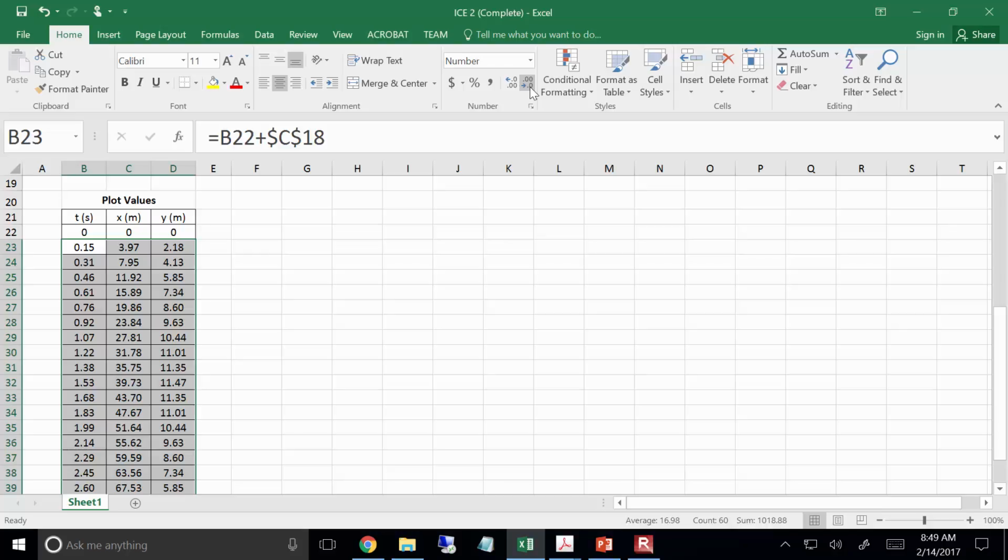Now if you've got your column widths fixed and you make it too big, you'll probably see a lot of hashtags pop up, or number signs. Does everybody see that? If you've got a really big count and you start increasing your decimal place too far, Excel goes, whoa, I don't have the ability to store that. Or display that, I should say, not store that.